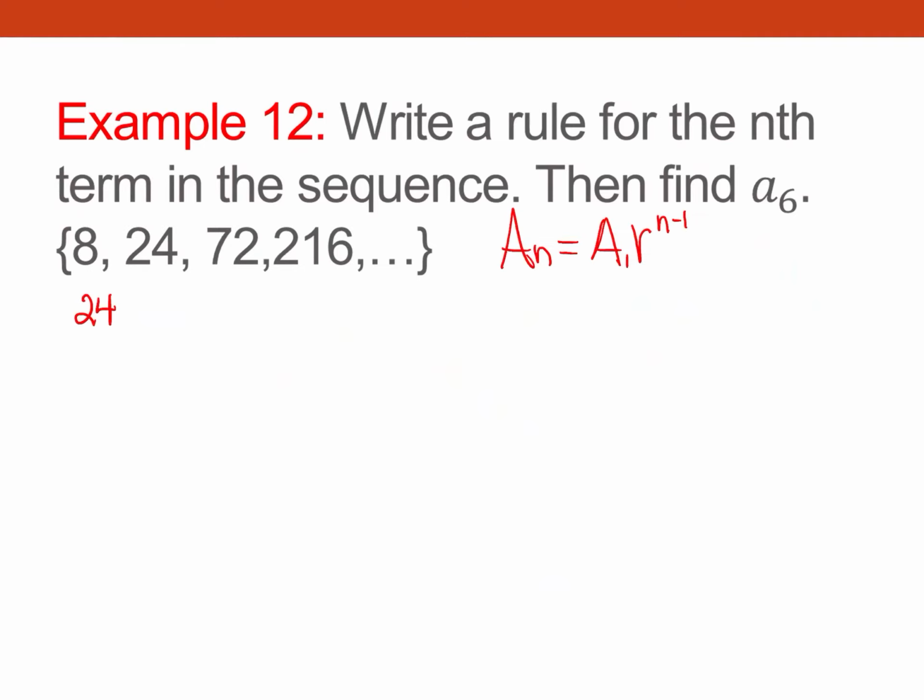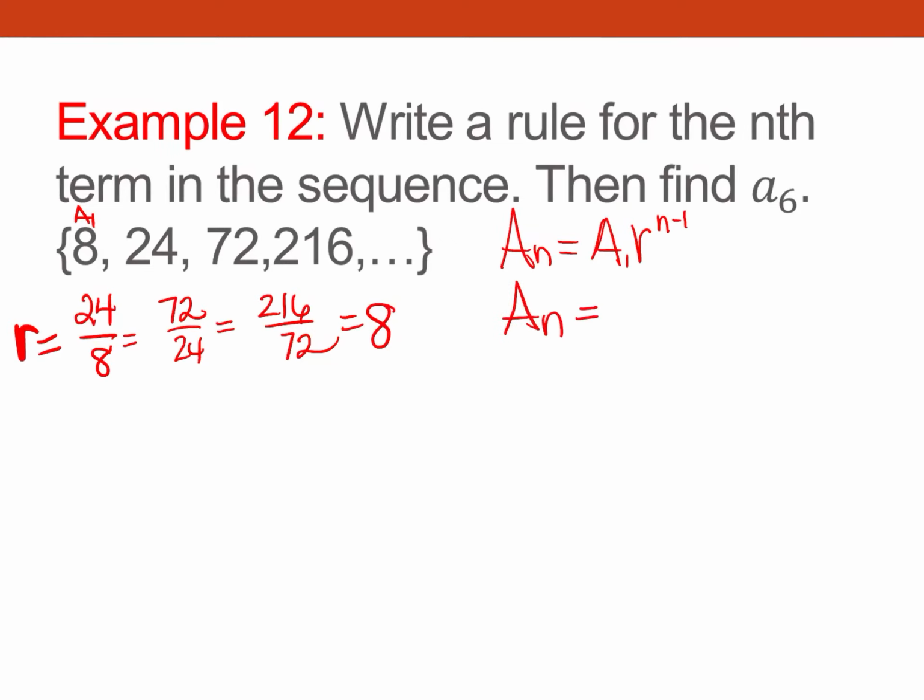Now let's go to example 12. For example 12, A1 is 8, and then when you divide 24 divided by 8, 72 divided by 24, 216 divided by 72, this is going to give us our common ratio. We get that our common ratio here is 3.